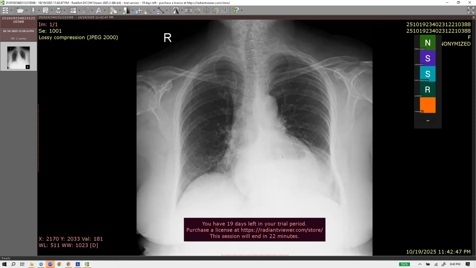The other possibility could be a cardiac abscess. If the patient has any history of recent surgery, it may represent post-surgical changes. So I will check the clinical history of the patient, compare with previous imaging if available, and further evaluation with CT chest is suggested in this case for confirmation.